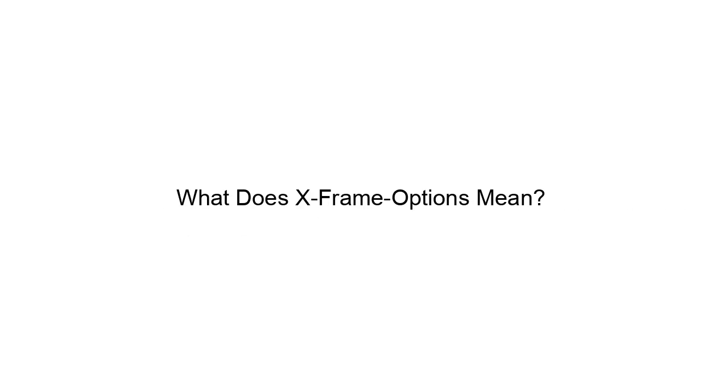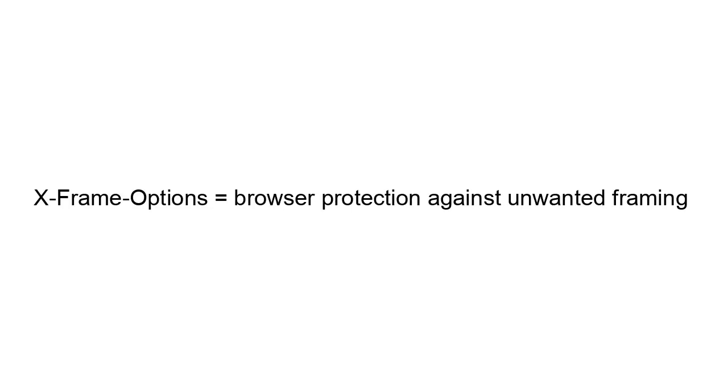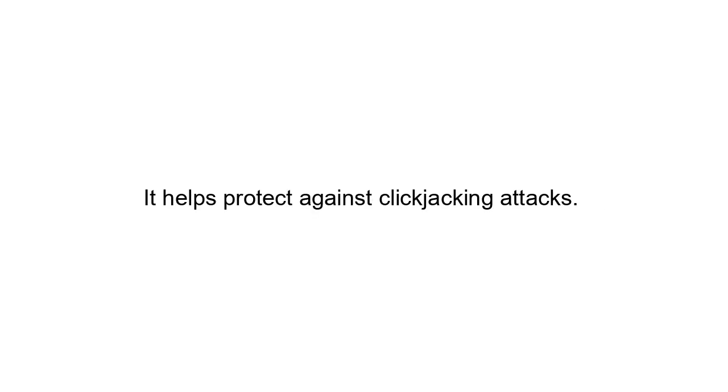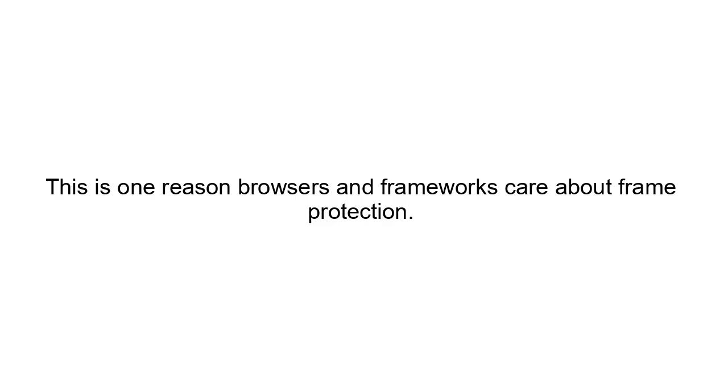What does X-Frame-Options mean? X-Frame-Options is an HTTP response header that tells the browser whether the page is allowed to be displayed inside a frame or iframe. In simple terms, X-Frame-Options equals browser protection against unwanted framing. It helps protect against clickjacking attacks. Example concept: website page loaded in hidden iframe means user clicks something without realizing it, which means the attacker tricks the user. This is one reason browsers and frameworks care about frame protection.